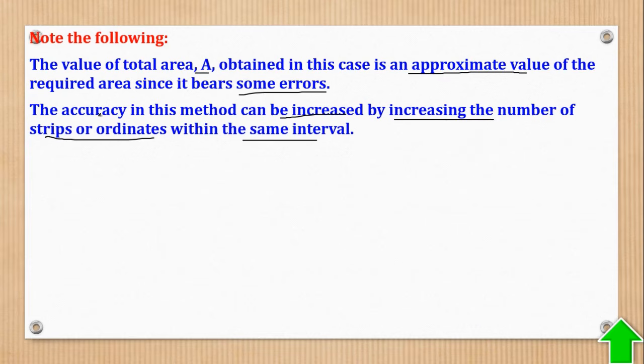Now, sometimes they can give you a question where they first ask you to capture the error, and after that they ask you how the error may be reduced or minimized. So in that case, you have to remember that the accuracy can be increased or the error can be minimized by what? By increasing the number of strips or ordinates. So this one depends on the question.